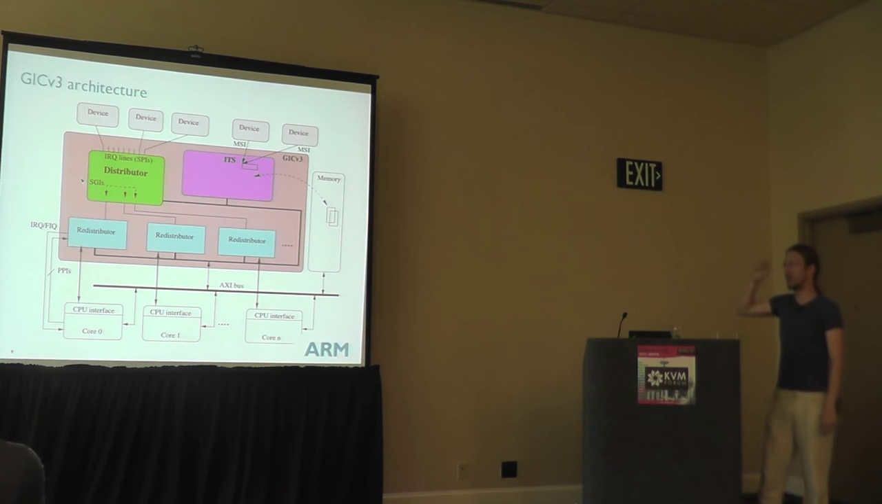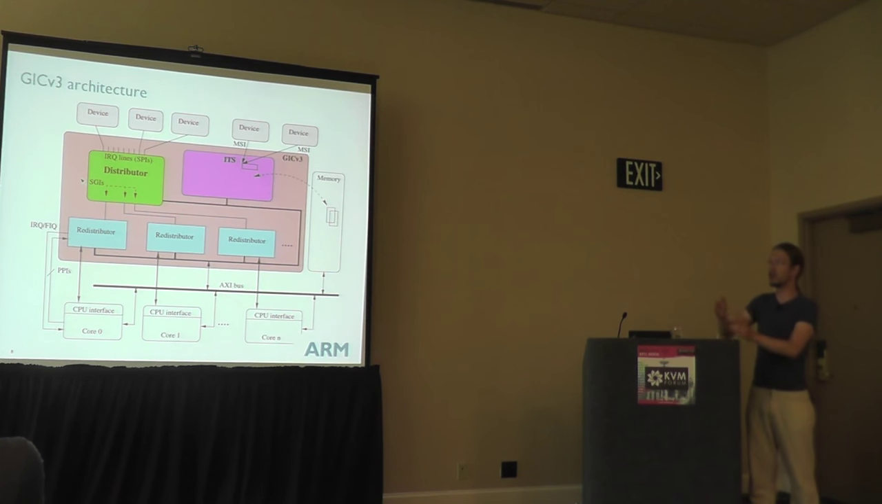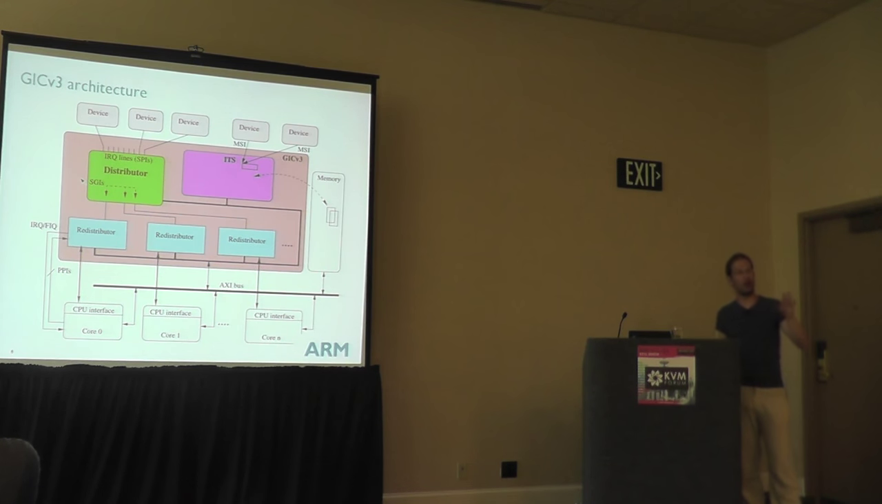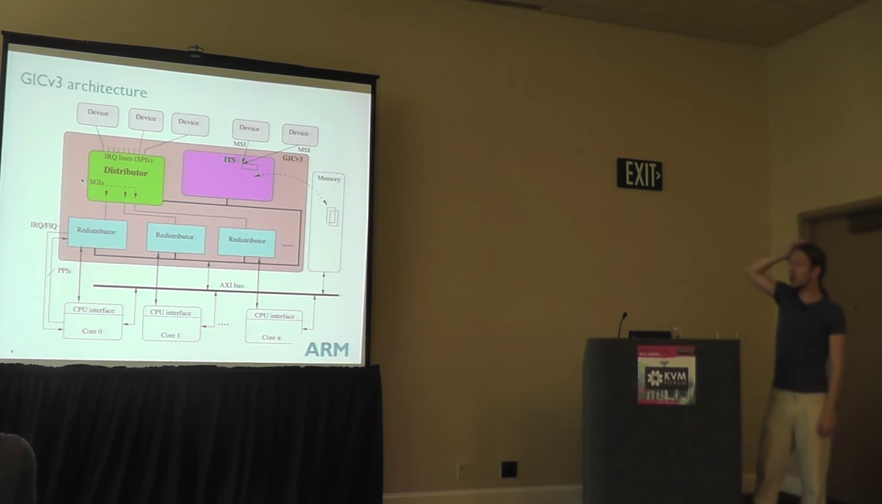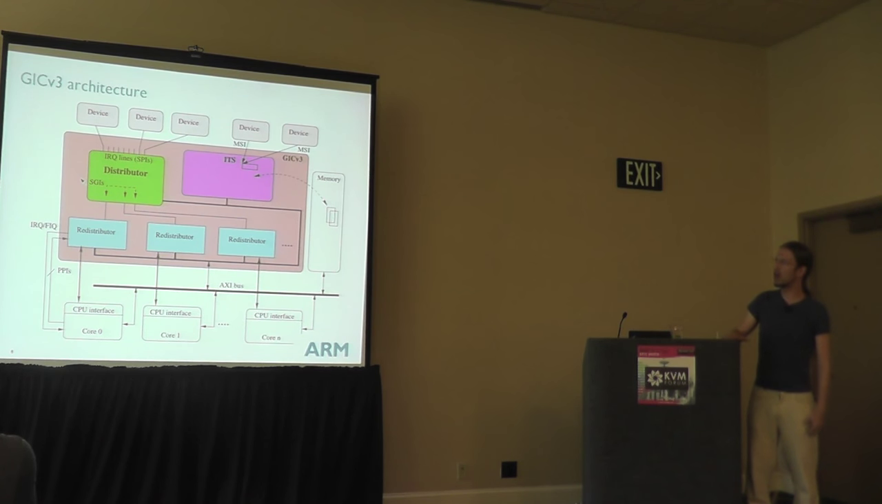If you look at the KVM DTS, you see that the redistributor range is pretty large because for each of the 48 cores, they have two pages, so it's quite a large region. So that's the easy part of it.